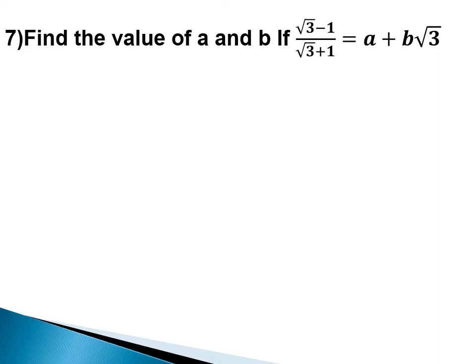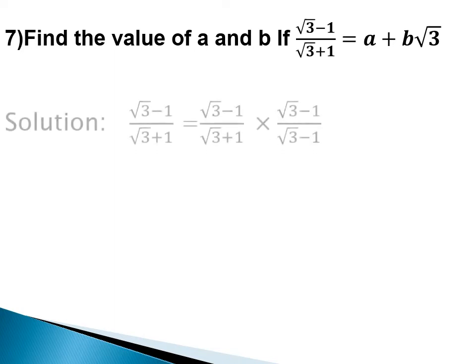Next question. This is also one of the important questions from this chapter. If you go through the question papers, you can see that this question is asked many times. Find the value of a and b if (root 3 minus 1) divided by (root 3 plus 1) equals a plus b root 3. That means this left side is equated to a plus b root 3 only. So from that, we have to calculate the possible values for a and b.